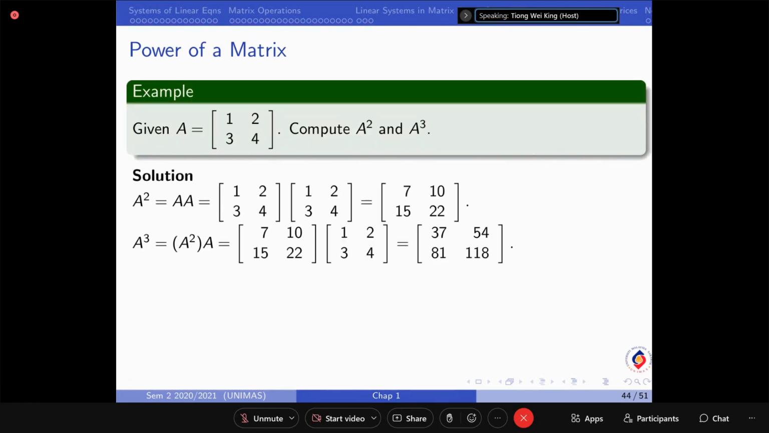For example, given A is a 2 by 2 matrix, compute A squared and A cubed. A squared is A times A itself, so you do matrix multiplication and you get this. And then A cubed is A squared multiplied by A again. So you take this, multiply with A again, and you get A cubed.